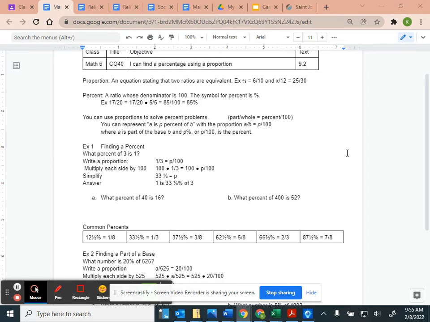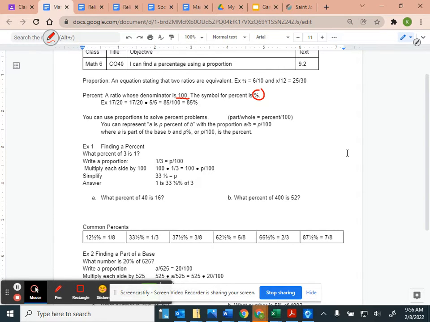A proportion is an equation stating that two ratios are equivalent, such as 2/5 is equal to 6/10, or x over 12 is equal to 25/30. Those would be equivalents. A percent is a ratio whose denominator is 100. The symbol for the percent is that percent sign.